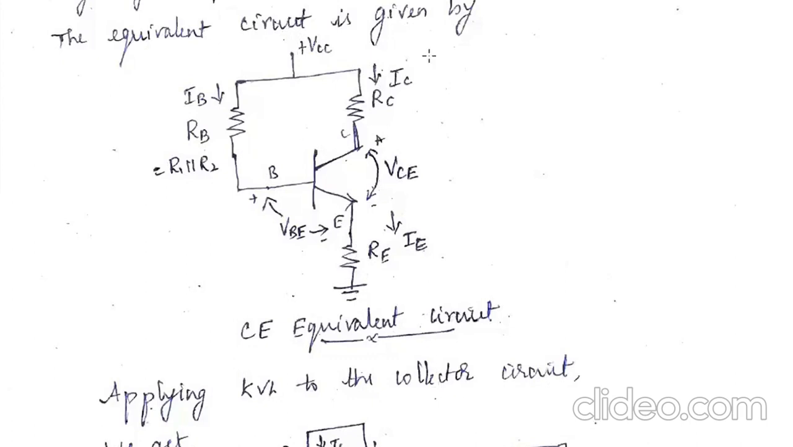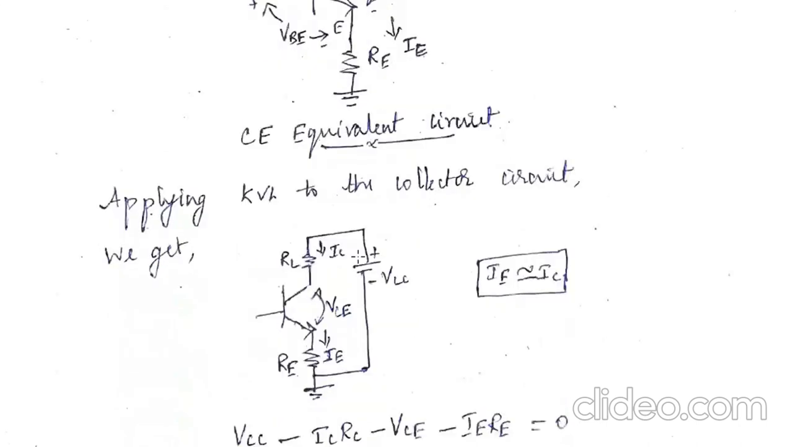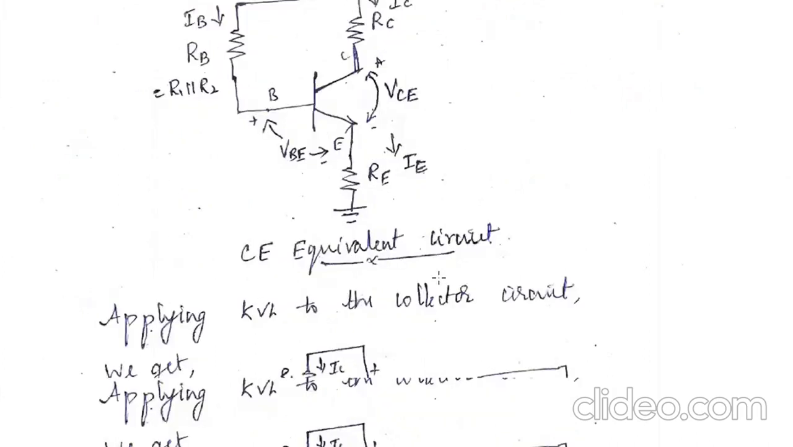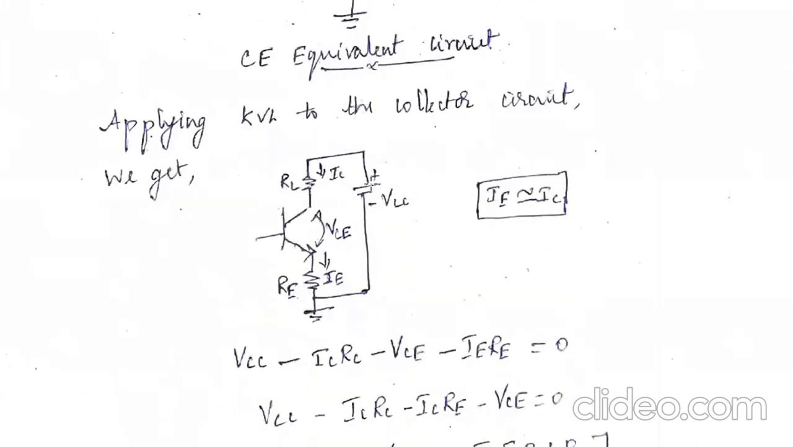So I can redraw this circuit alone: the positive terminal of VCC is connected to the resistor RC, and the other end, the negative terminal, is grounded. So I can draw this output side circuit as VCC plus connected to RC, with the negative part grounded. Now I'm going to apply the KVL to the output loop.